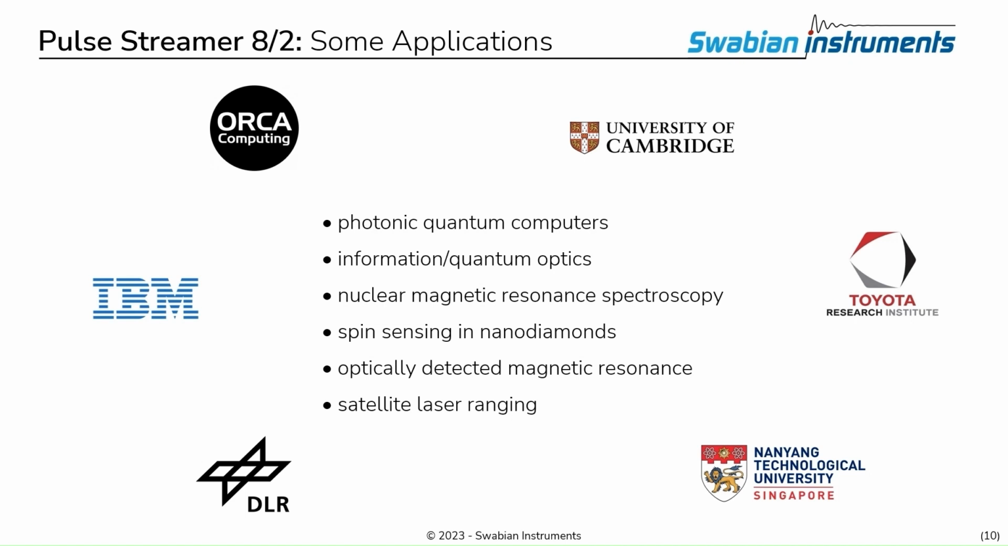For example, our partner Orca Computing in the UK uses our Pulse Streamer A2 in their devices built for research in quantum computing. The Toyota Research Institute in Japan and IBM Switzerland make use of it with optically detected magnetic resonance, and the German Aerospace Center DLR in Stuttgart, Germany uses our device for satellite radar ranging. So what is the Pulse Streamer composed of?